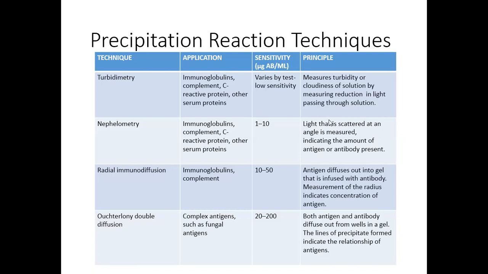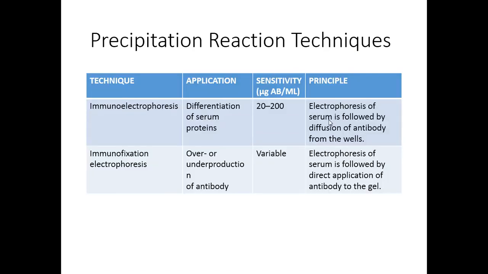So we're going to look at a number of precipitation reactions today. We're going to look at turbidimetric, nephelometric, radial immunodiffusion, Ouchterlony, immunoelectrophoresis, and immunofixation electrophoresis. I'm going to break this up right now, and we will go into each one of those in detail in just a few minutes, but I want to break the lecture into two pieces. So I'm going to stop this now.